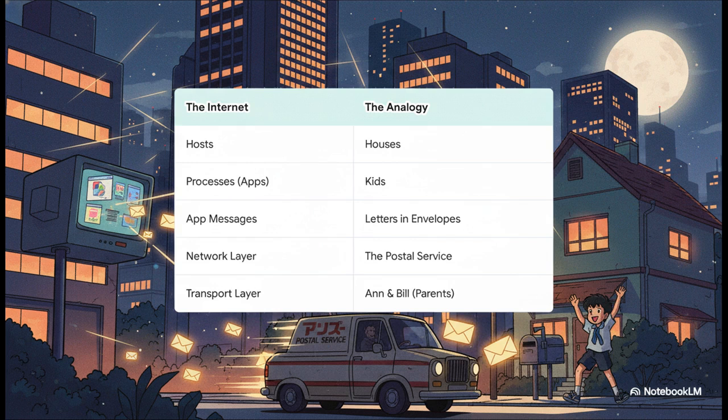The postal service that gets a letter from one house to another, that's the network layer. And the parents, Ann and Bill, who stand at the door, sort all the mail and hand it to the right kid, well, that's the transport layer.